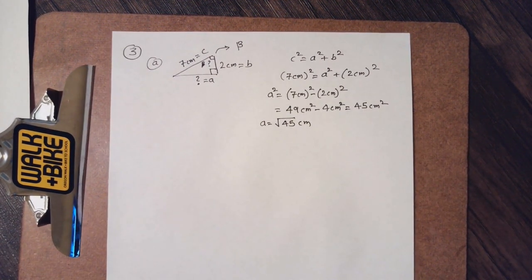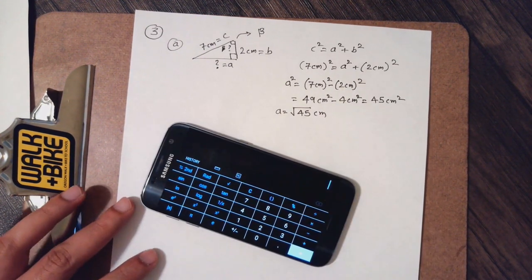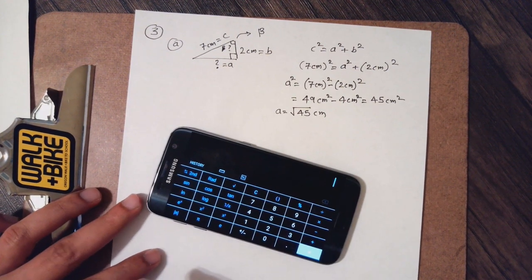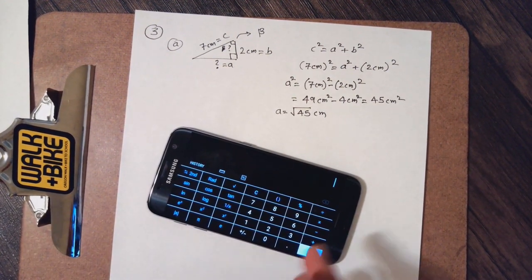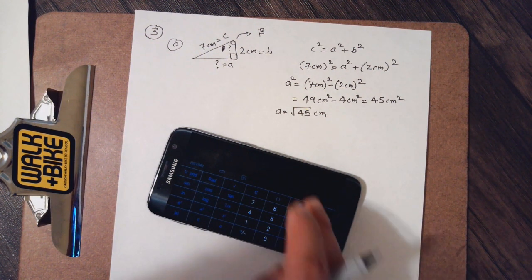And now here, if you feel like, you can use your calculator. I personally don't use a calculator these days. You can just do most of these things using a phone. Smartphones have calculators. So this one even has a scientific calculator. This is standard, any phone. So you do it however you're supposed to do. I'm just going to use a calculator.